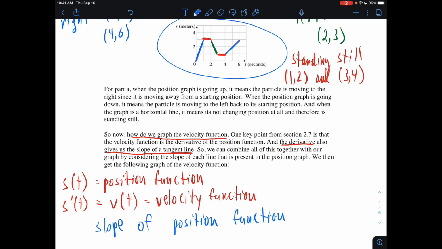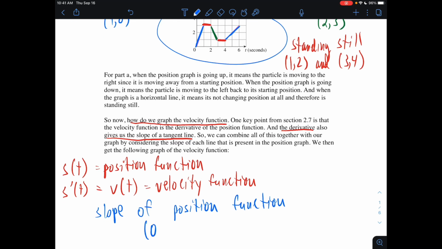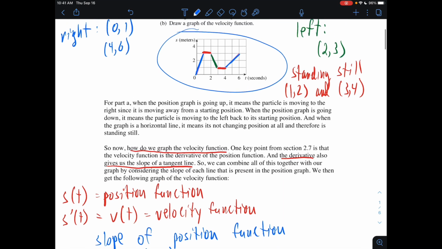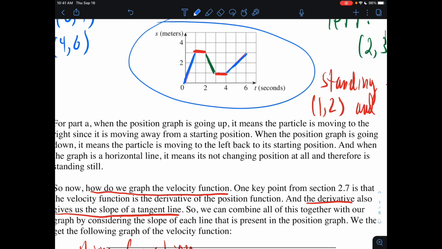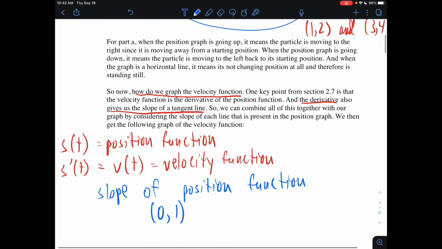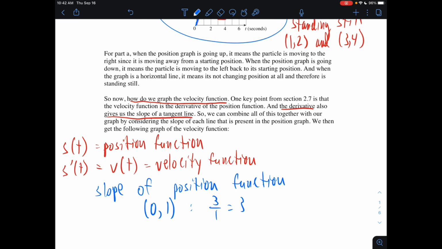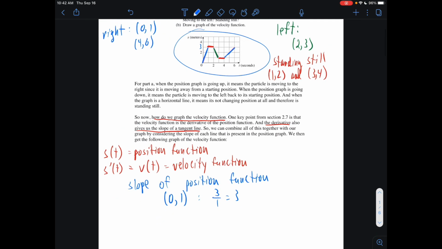So for example, in the interval 0 seconds to 1 second, the graph goes up 3 units and then over to the right 1 unit. So the slope is 3 over 1, which is just 3. If we then look at the next piece, which goes from 1 second to 2 seconds, this is where it's standing still. Notice that the slope, there is no rise to that. It's a horizontal line. So it's 0. And technically divided by 1, but that's still 0.